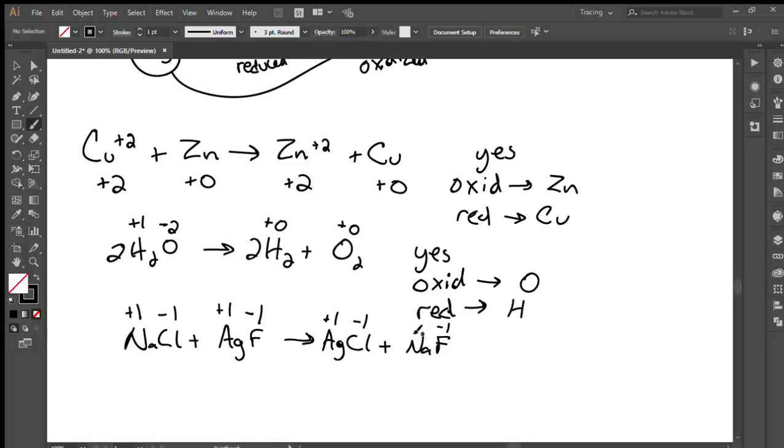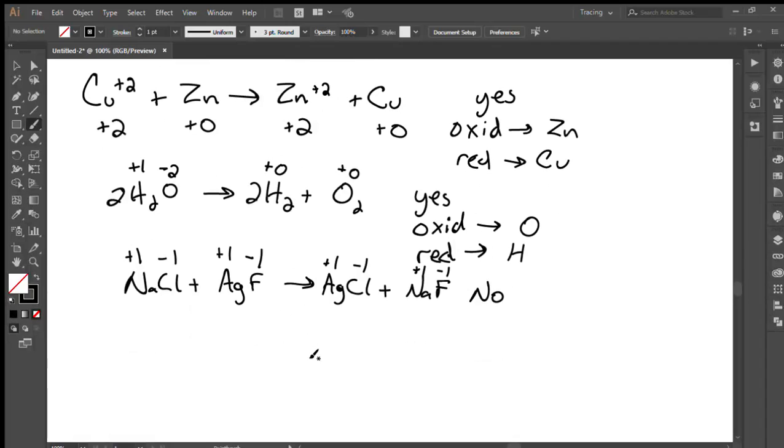Fluorine, -1. Sodium, +1. So sodium went from +1 to +1, no change. Chlorine went from -1 to -1, no change. Silver went from +1 to +1, no change. Fluorine went from -1 to -1, no change. There was no change in oxidation numbers, so no, this is not a redox reaction.